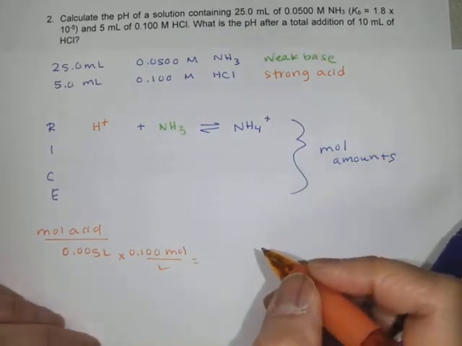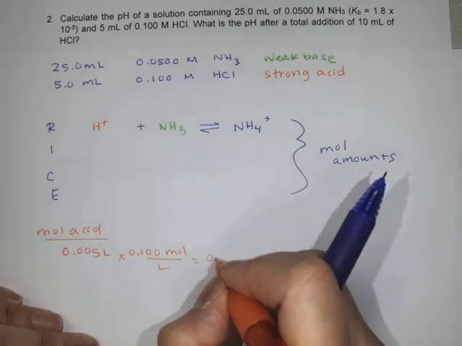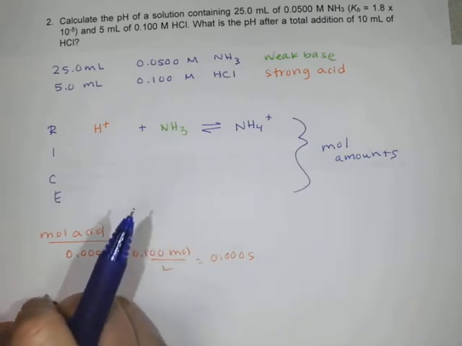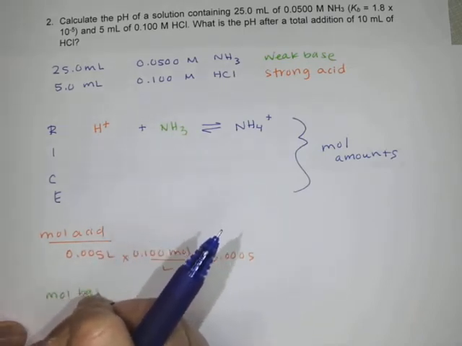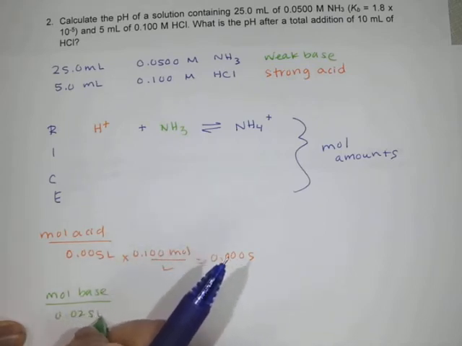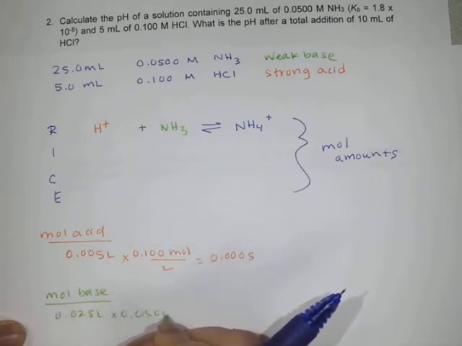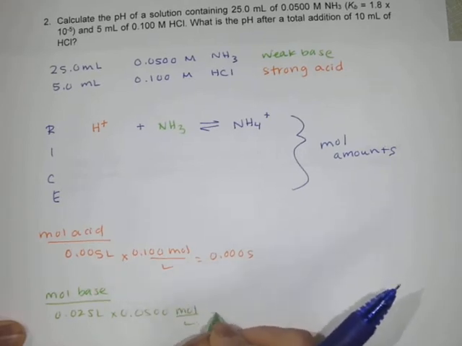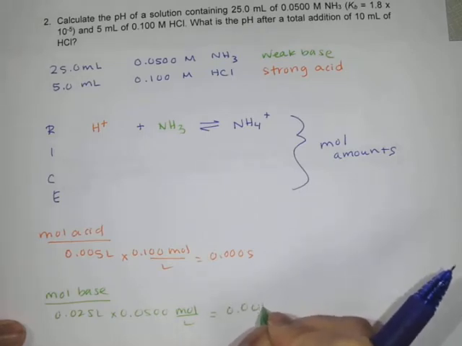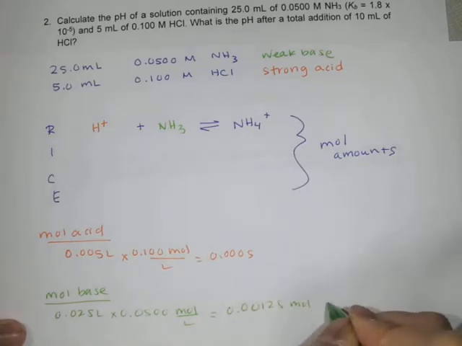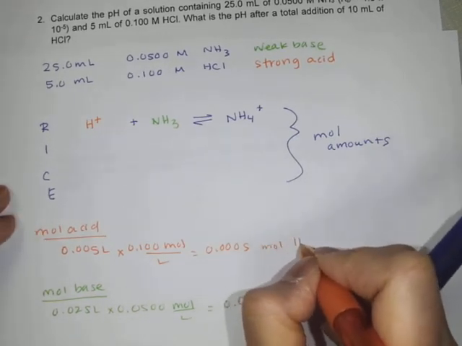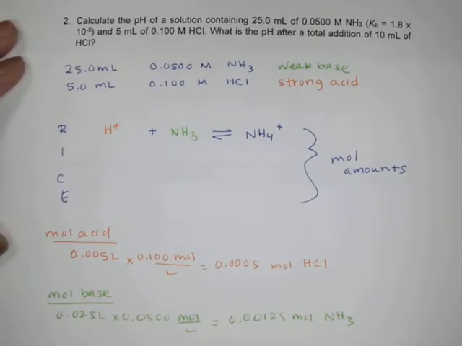So this ends up being 0.0005. And then for moles of base, we have 0.025 liters times 0.0500 moles per liter. And that will be 0.00125 moles of NH3. This is moles HCl. Okay, so we can fill it into our table.